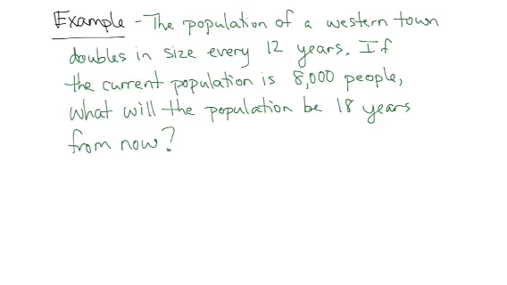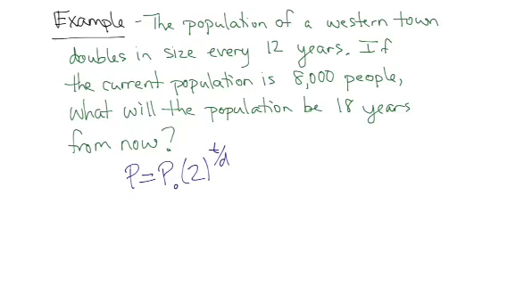So anyway, the population of the town doubles in size every 12 years. If the current population is 8,000, so again we're thinking about an old western town, what will the population be 18 years from now? So let's set up our formula. So we got P equals P sub 0 times 2 to the T over D. Let's fill in what we know.